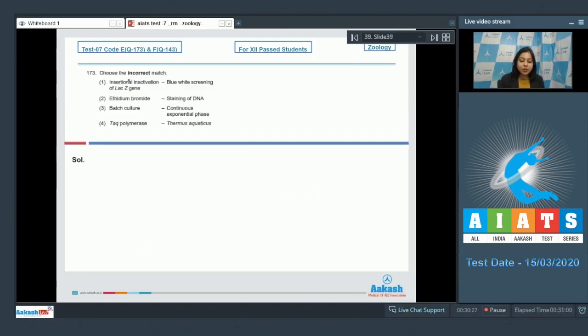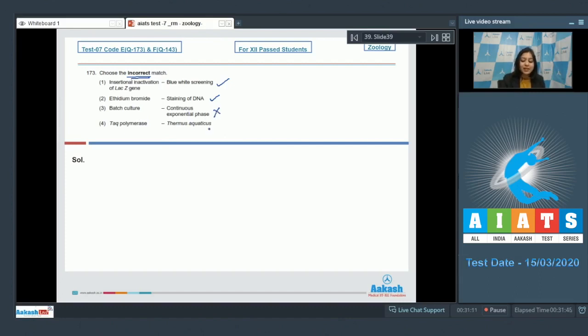Question number 173. Choose the incorrect match. Number 1. Insertional inactivation of LacZ gene. The LacZ gene codes for beta galactosidase with the help of which we can do the blue-white screening of transformants and non-transformants. So this is a correct match. Number 2, ethidium bromide staining of DNA. This is also a correct match as ethidium bromide can stain DNA and then it can be viewed under UV radiations.